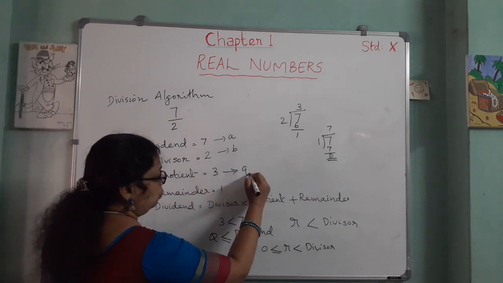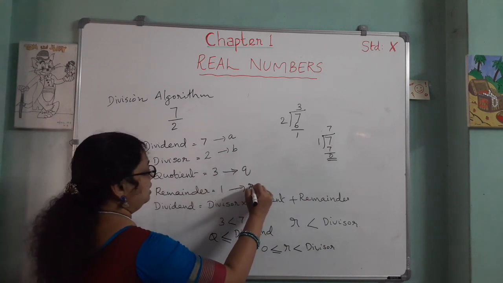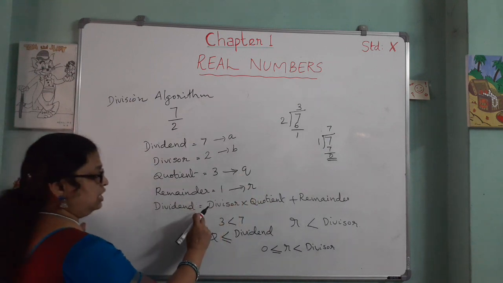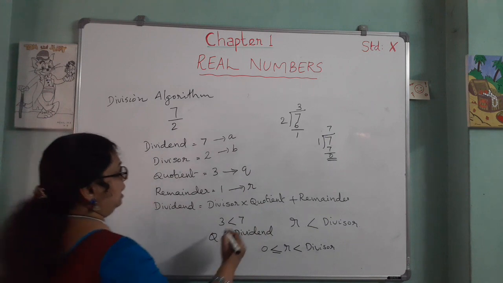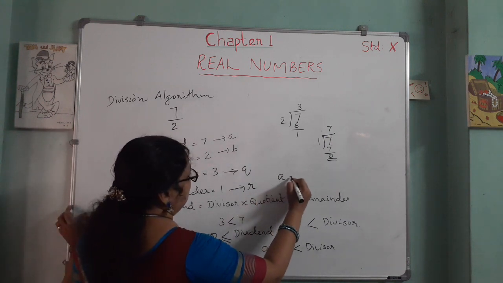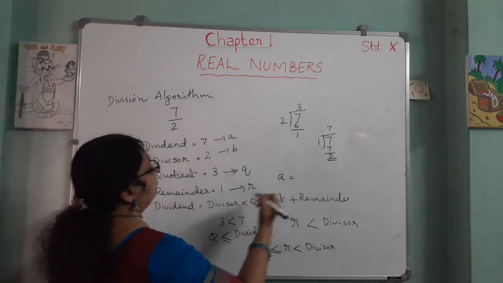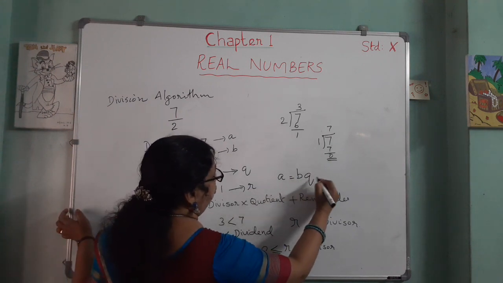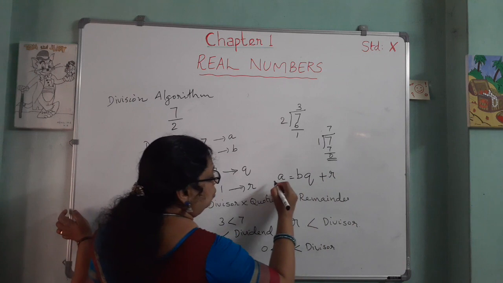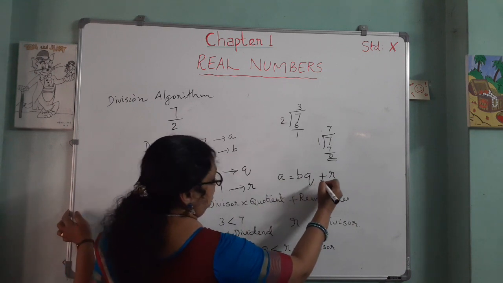So in general we can say the dividend is A, the divisor is B, the quotient is Q, and the remainder is R. Then this equation, dividend equal to divisor into quotient plus remainder, becomes A is equal to divisor, that is B, into quotient Q, then plus R. So A equals BQ plus R.